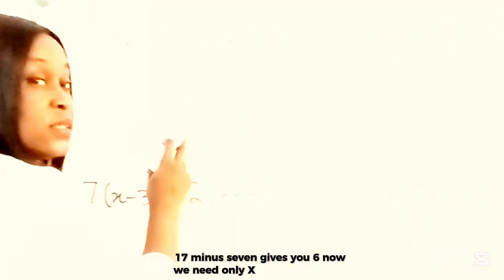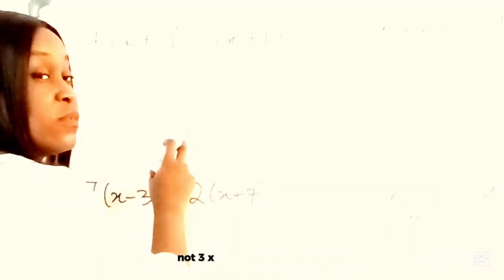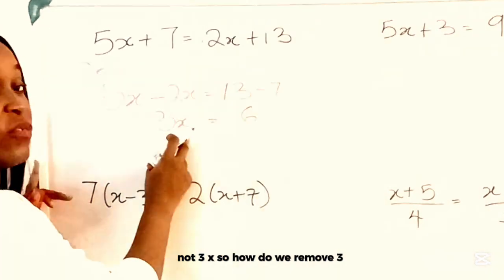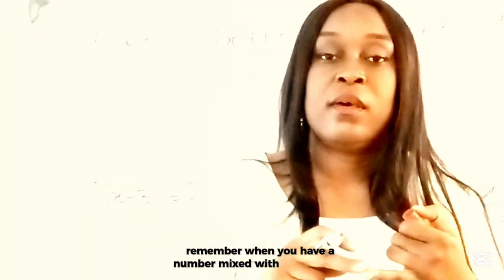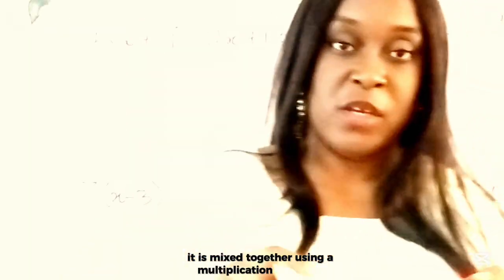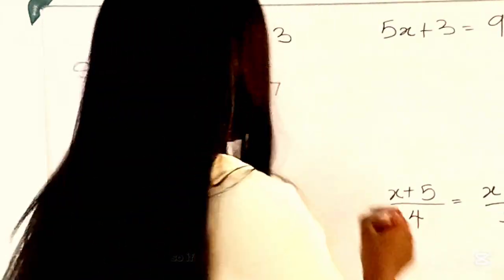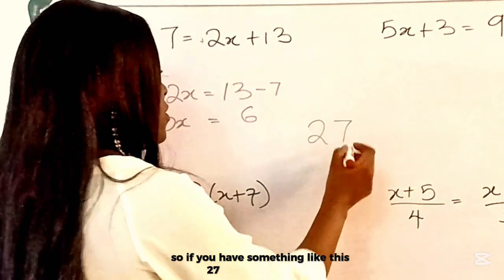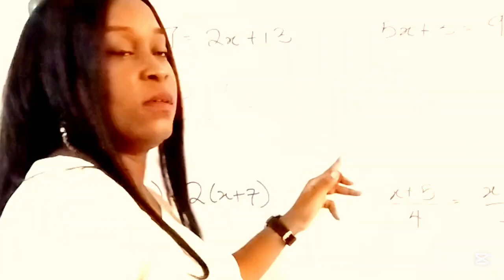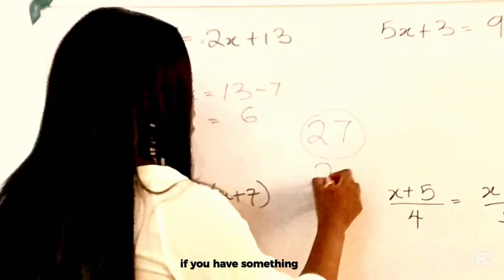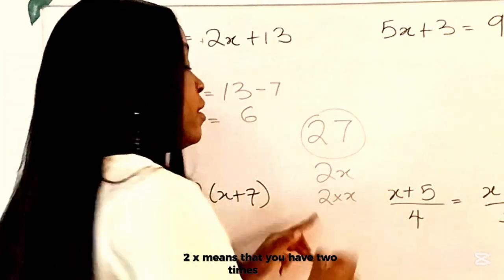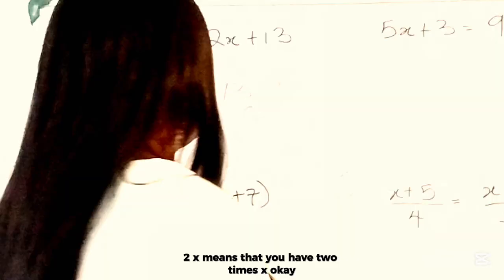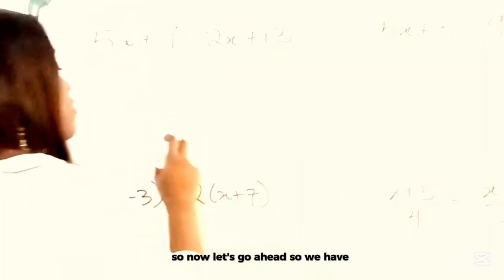Now, we need only x to be on the side, not 3x. So how do we remove 3 from the x? Remember, when you have a number mixed with an algebraic term, it is mixed together using a multiplication sign. So if you have something like 27, this is a complete integer. But if you have something like 2x, it means that you have 2 times x. So now let's go ahead. So we have 3 times x.